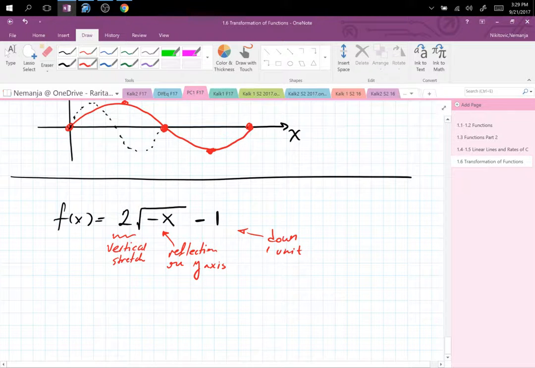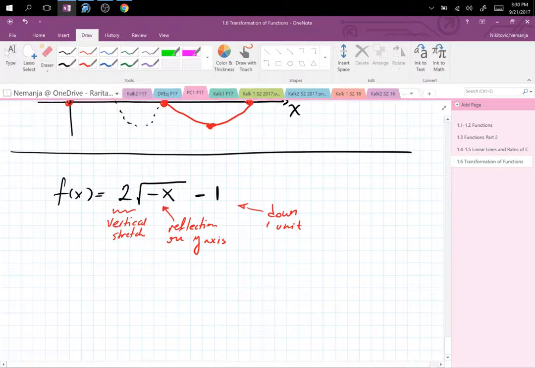My recommendation to you is to use any kind of reflection first. That's the best practice. Write that down in your notes. Reflections first. Then shift and stretch and do other things.